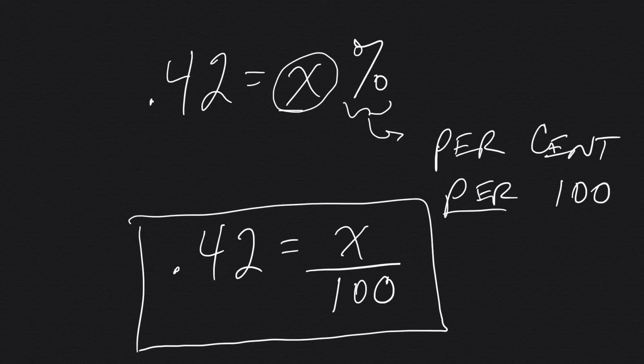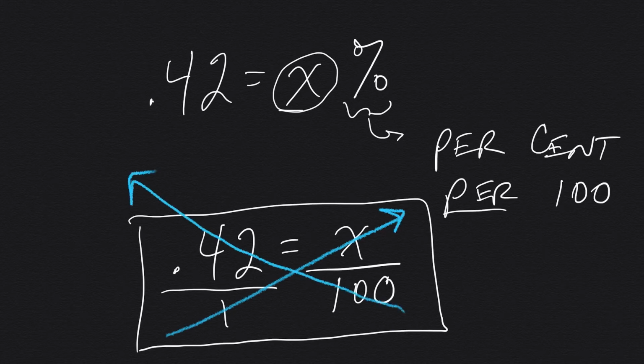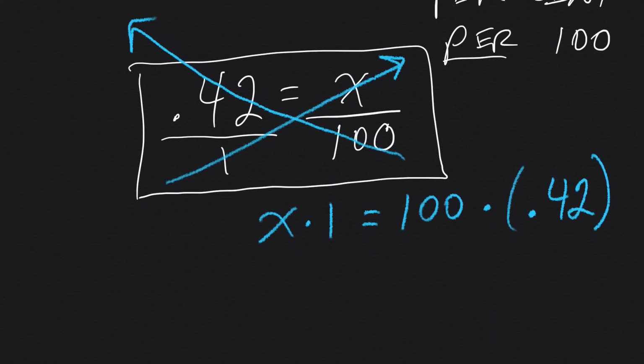What I like to do in this scenario is to add a hidden 1. And whenever you have 2 fractions facing each other, that is an invitation to cross multiply. When we do that, we get X times 1 equals 100 times 0.42. And as you know, when you multiply something by 100, you are going to simply move the decimal point to the right twice, and your final answer is going to be 42.